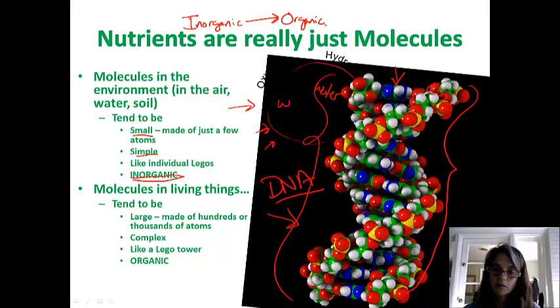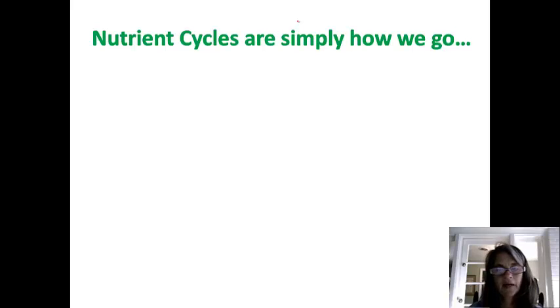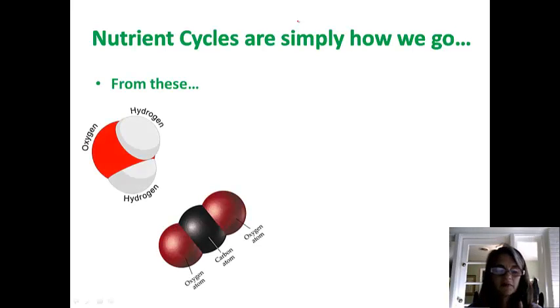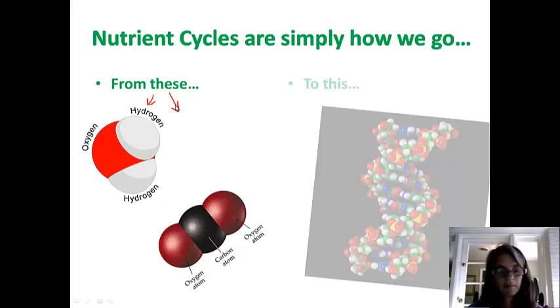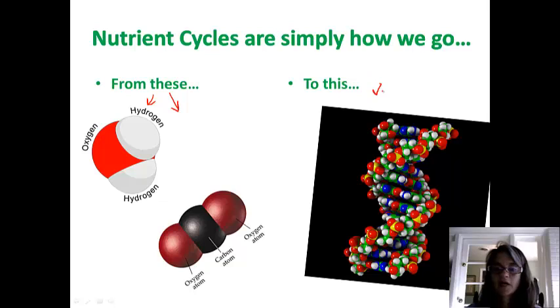But remember what we always have to do if we want to be able to build another tower later on, another DNA molecule later on: at some point this is going to have to get returned back to its inorganic form, back to the Lego box, so we can build stuff again. So nutrient cycles are simply how we get from these small little building block molecules to something large and complex like a DNA molecule, and then back again. That's all a nutrient cycle is.